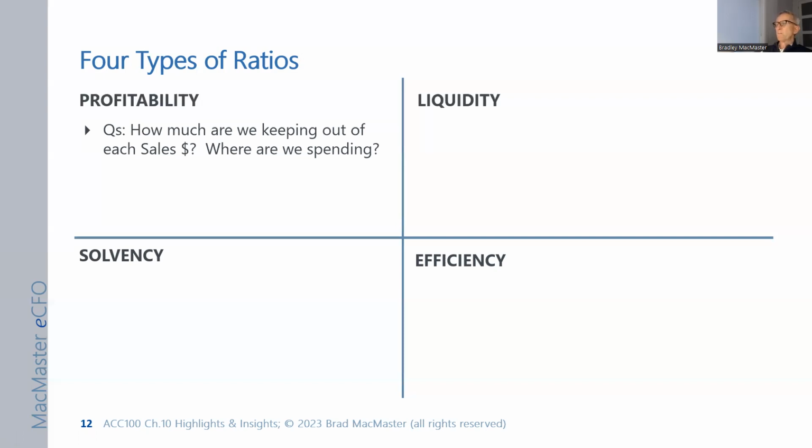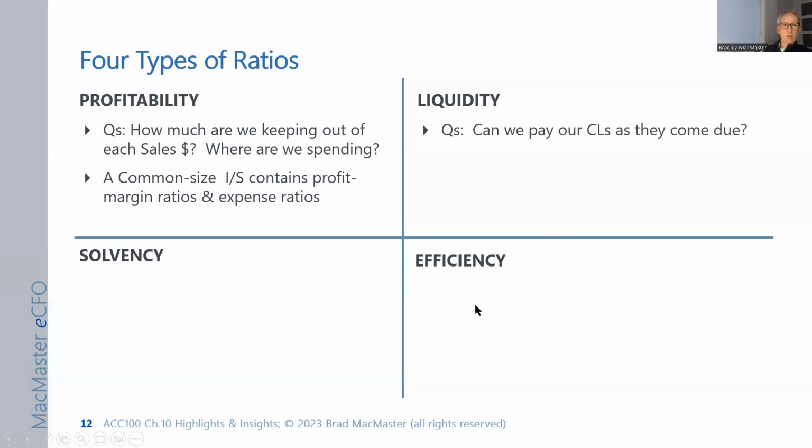When we look at profitability ratios, we're trying to answer the question, how much are we keeping out of each sales dollar? And where are we spending our money? So we've already shown you a common size income statement, and basically, except for the 100% number for sales, every other item in a common size income statement already contains a profitability ratio, either a profit margin or an expense ratio.